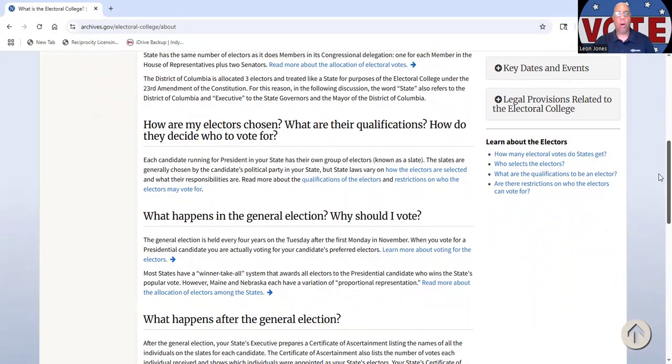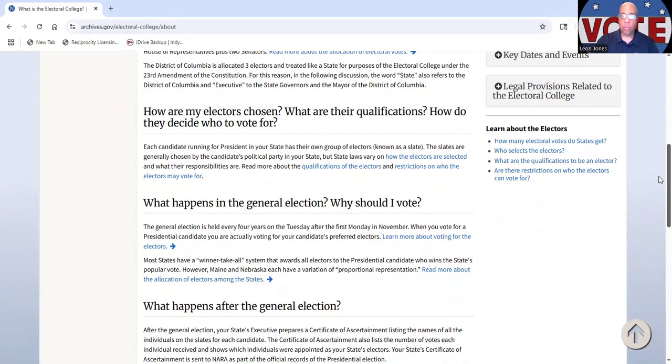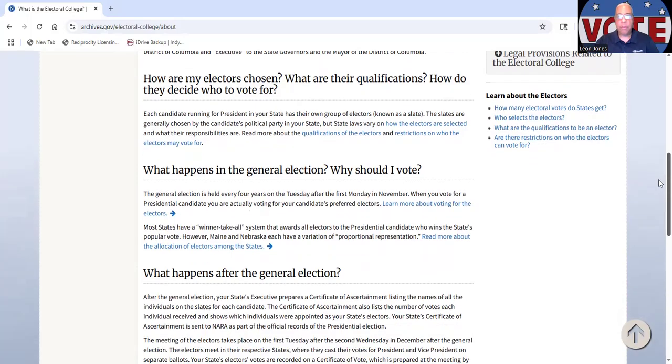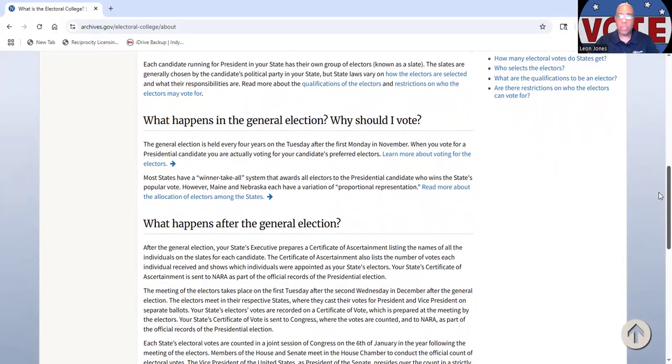So, how are electors chosen? What are their qualifications? How do they decide what to vote for? Well, very simple. Each candidate running for president in your state has their own group of electors, known as a slate. Now, the slates are generally chosen by the candidate's political party in your state, but state laws vary on how electors are selected and what their responsibilities are. Now, what happens in the general election and why should people vote?